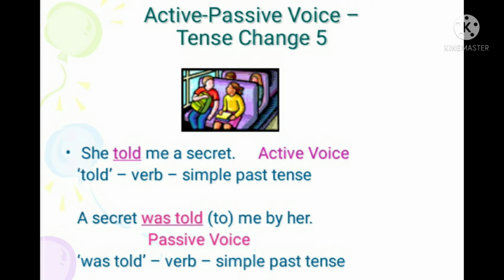Told is a verb and it is in the simple past tense. So what will be the passive voice of it? A secret was told to me by her. So was told is the verb. And what is the tense form here? It is still in the simple past tense only.